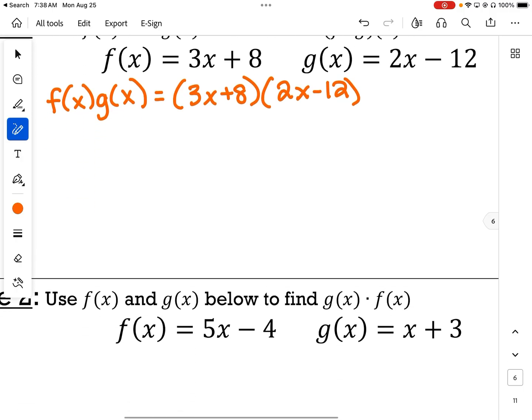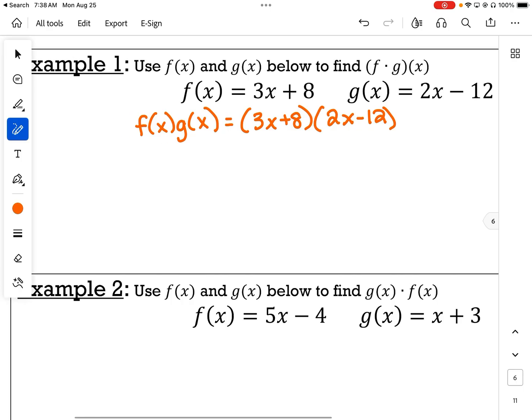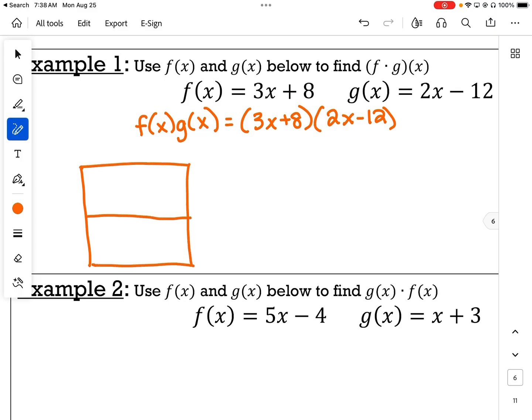So what it's going to be is 3x plus 8 times 2x minus 12. So hopefully you remember, we can't just multiply one term. We have to multiply the two terms times the two terms. So one way that you can do this is using the box method. So this is a 2 by 2, so we're going to make a 2 by 2 box. Hopefully you remember this from Algebra 1.